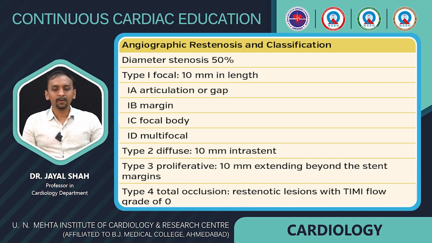Whenever the lesion is diffuse, it is called type 2, which is an intrastent lesion of more than 10 mm. Type 3 is proliferative, which is more than 10 mm and extends beyond the stent margins. And type 4 is a total occlusion, so restenotic lesions with TIMI flow 0.